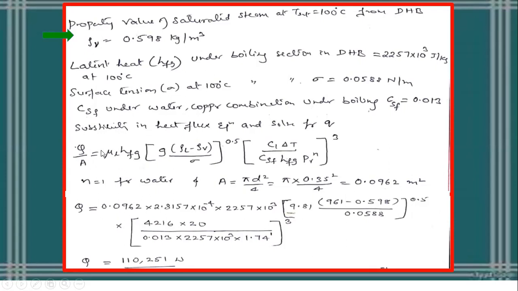Then go to the expression and get the heat flux. The area is pi d square by 4, which we know. The heat flux value is 110251 watts. So all these expression terms we know: mu_L, h_fg, rho_L, rho_V, where L stands for liquid and V stands for vapor. C_L again stands for liquid. Once you substitute all this, you will get the value of Q.